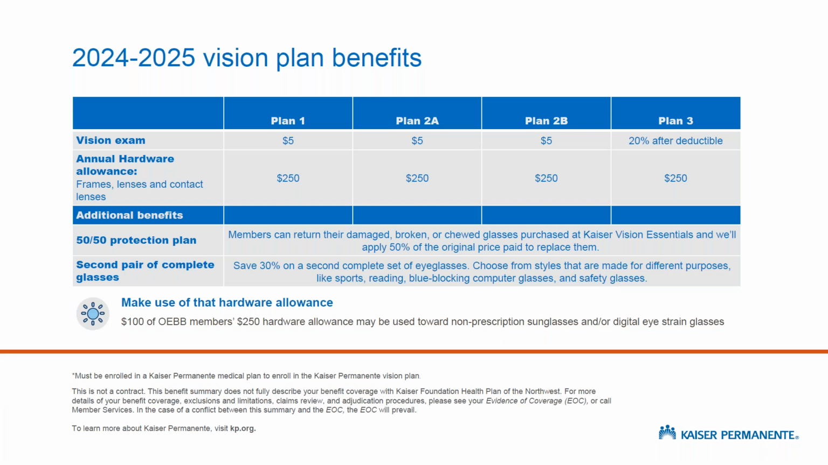There are no changes to your vision benefit for the 2024-2025 plan year. We do offer comprehensive vision exams as well as a $250 credit for glasses or contact lenses. OEBB members can also use $100 of their annual $250 hardware allowance to purchase non-prescription sunglasses or digital eye strain computer glasses. We also offer the 50/50 protection plan, and members can also save 30% on the second complete set of eyeglasses. Next slide.